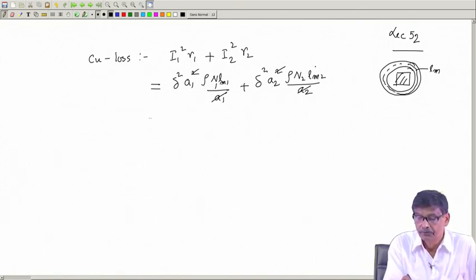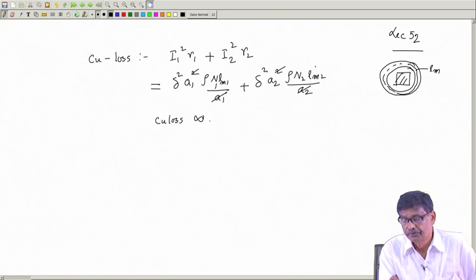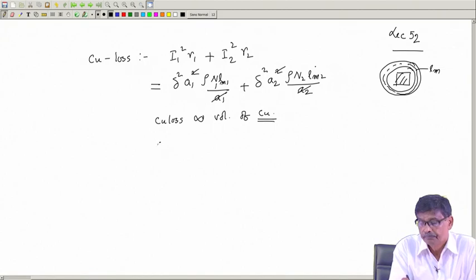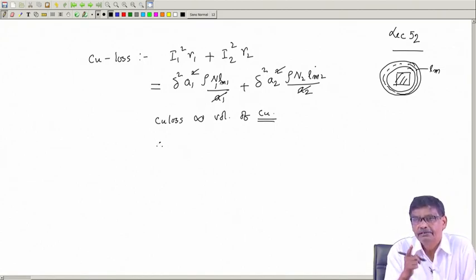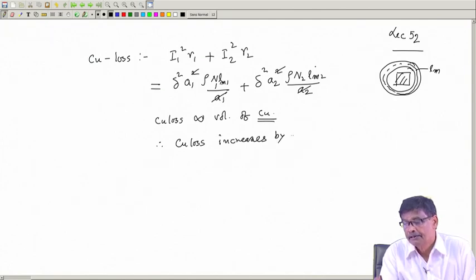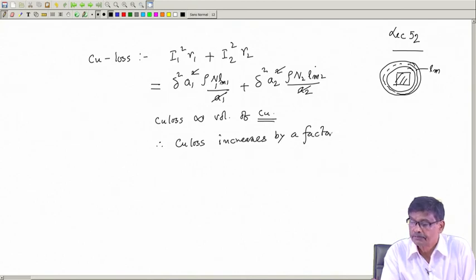So, copper loss is proportional to the volume of copper. So, copper loss will increase by a factor of x cube, is it not? Volume means three lengths multiplied, and we are increasing each linear dimension by a factor of x. So, copper loss increases by a factor of x cube.